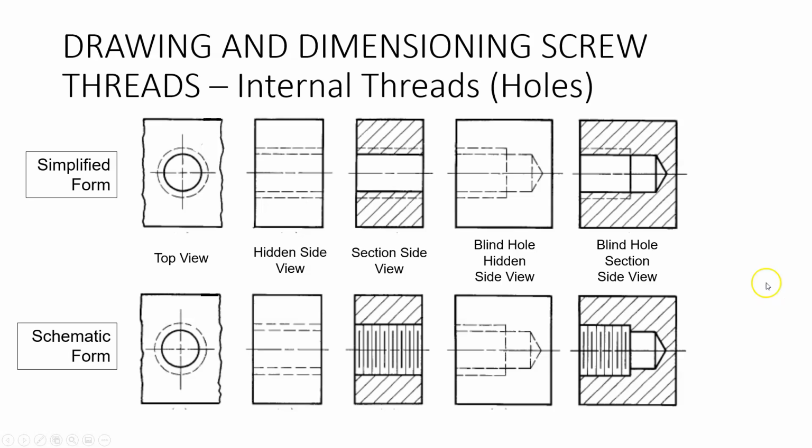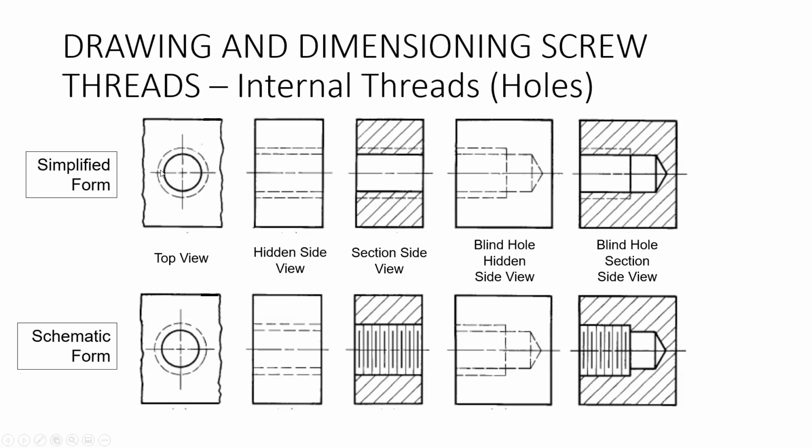Let me just explain what you're seeing here first of all, because I think a lot of people get confused. They're trying to show you different views and how the threads are shown. If we look at the simplified format, this is the top view of the thread. The outer diameter here, the hidden circle, represents the major diameter. And this is going to be important.